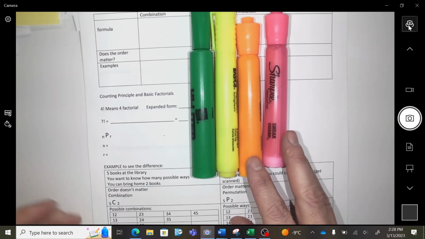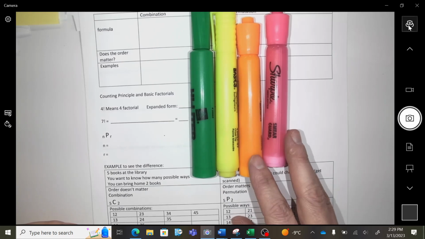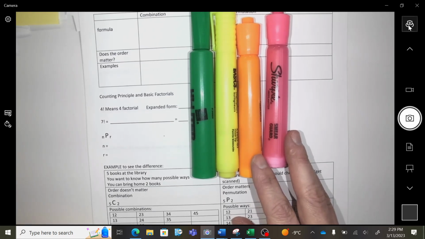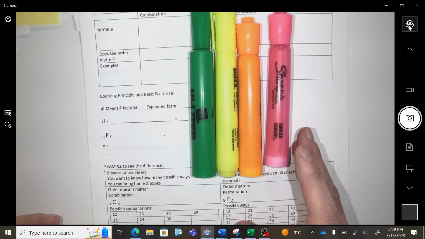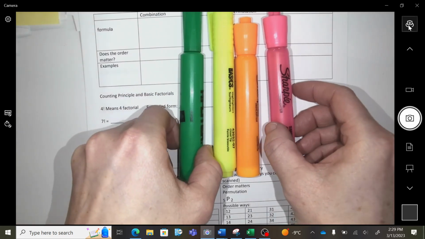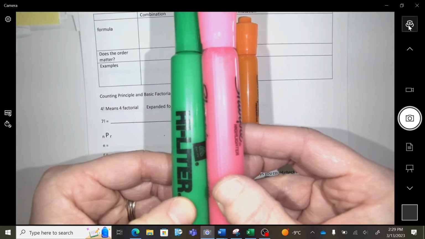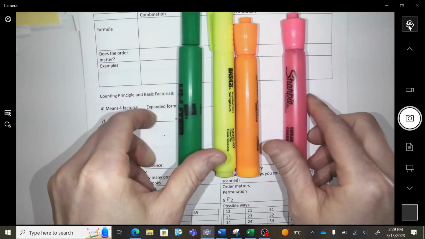Anybody want to give me an example? I need to choose 2 markers. Give me an example of what I could do. I just want to choose 2 markers. What could I do? Well, which ones? Tell me what to do. Just pick the last one. First and last. So I could choose green, pink. That's a combination. Green, pink.